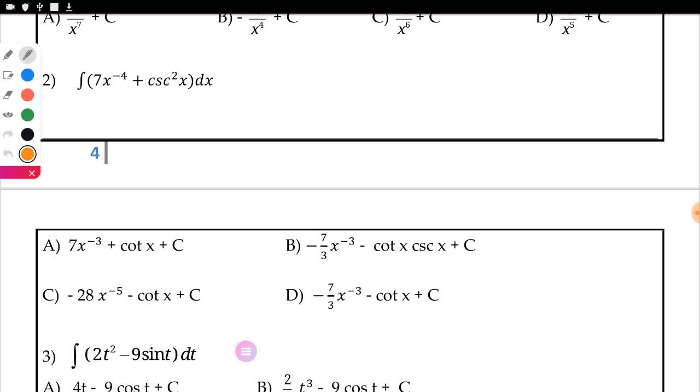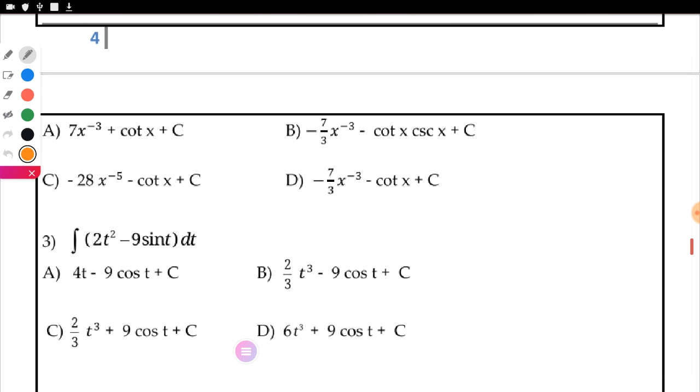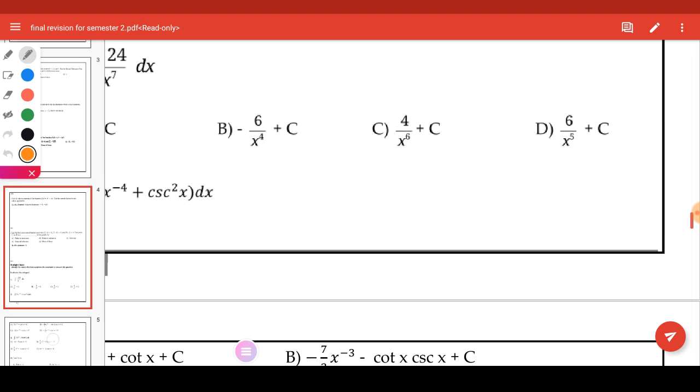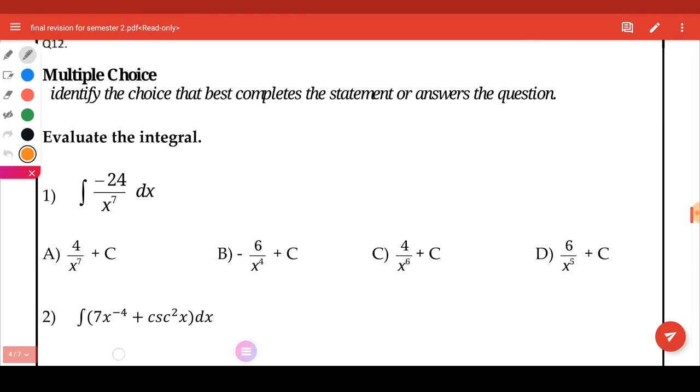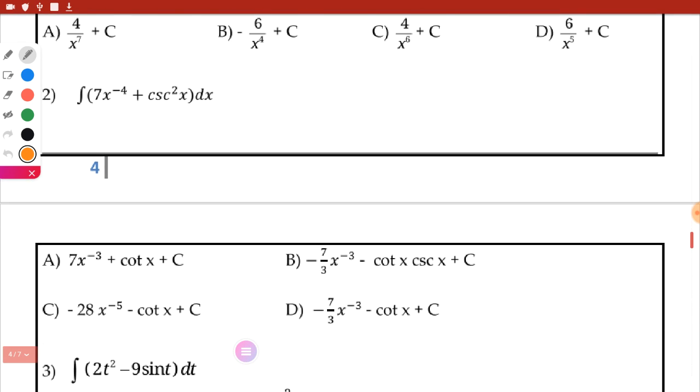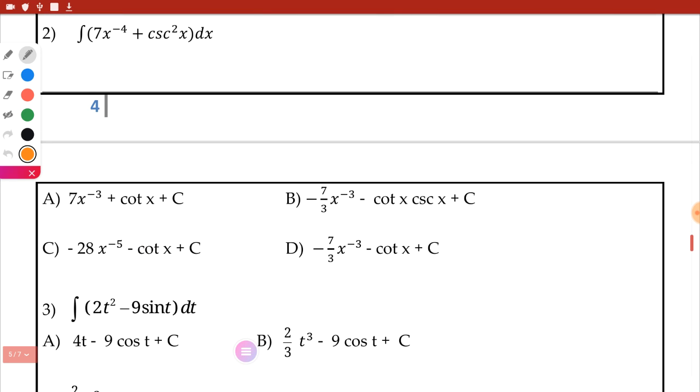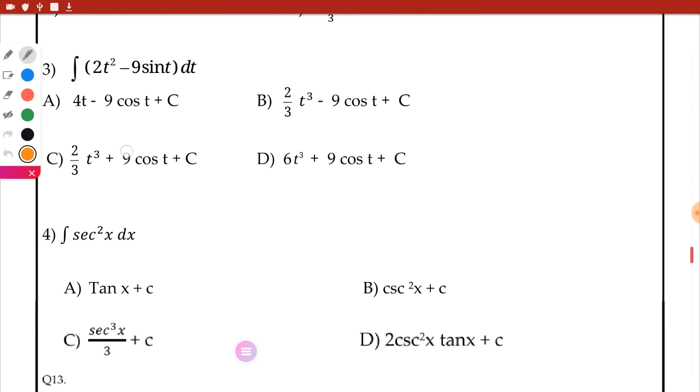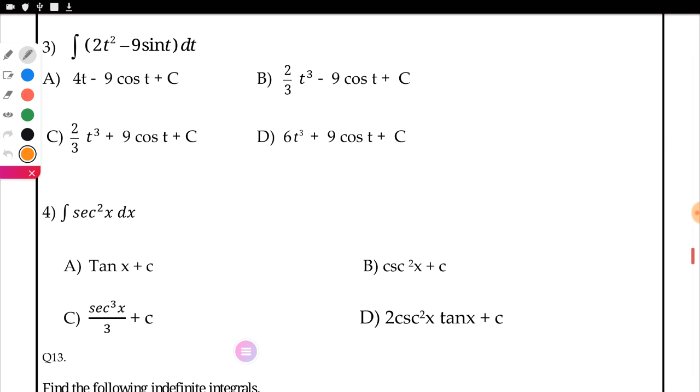Here for part 3 in question number 12, find the integration of 2t to the power 2 minus 9 sine t with respect to t. I think the first one, power rule, it will be 2 t to the power 3 over 3.